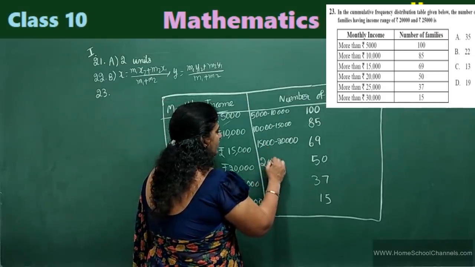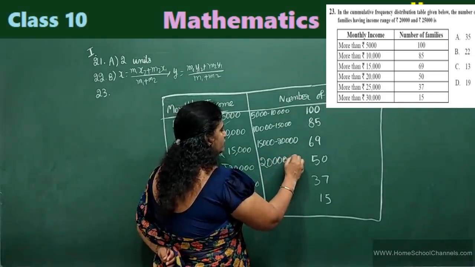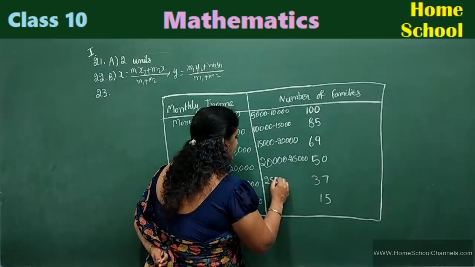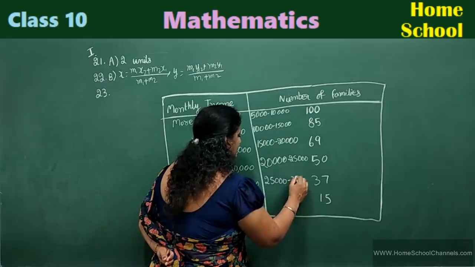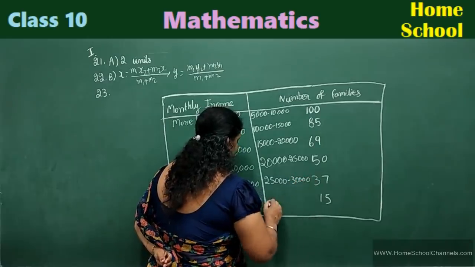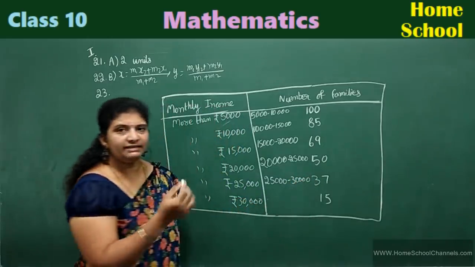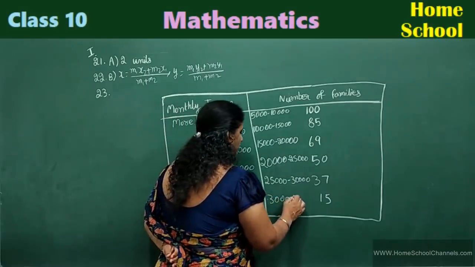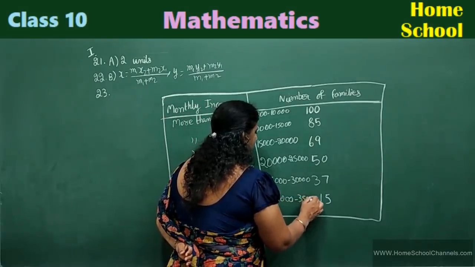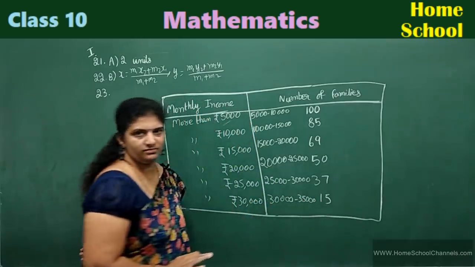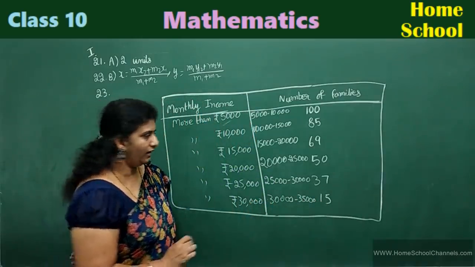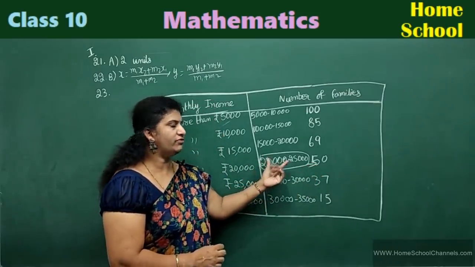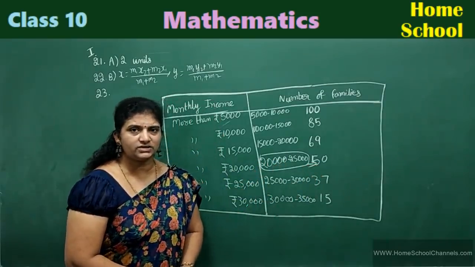Next 20,000 to 25,000. Next 25,000 to 30,000. And here more than 30. So let me write 30,000 to more than, I don't know, but let me write it as up to 35,000. Class interval, okay. Let us see the families. 50 families are gaining an income of 20,000 to 25,000 rupees.